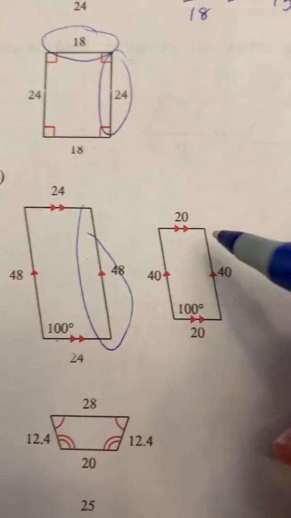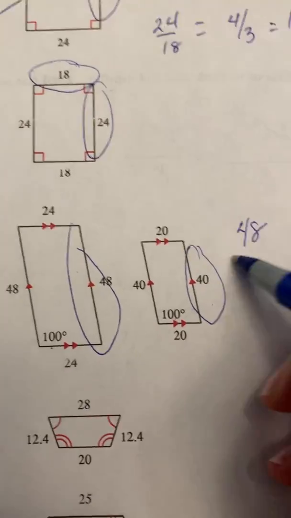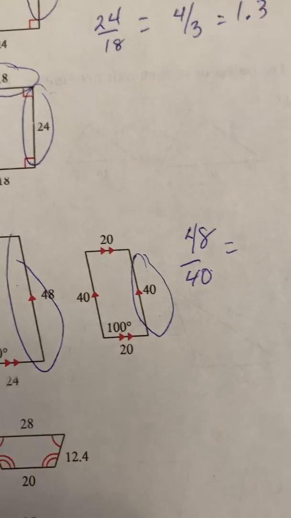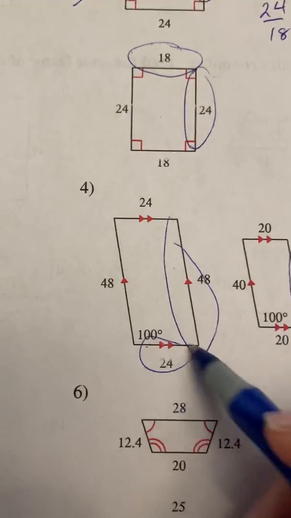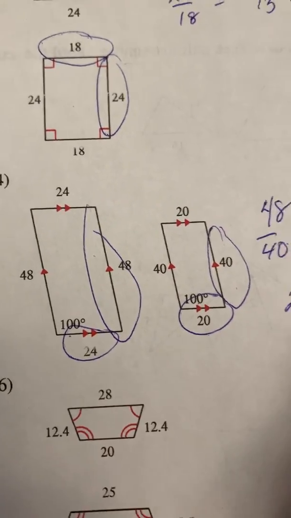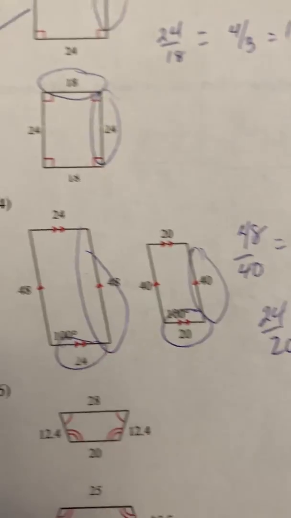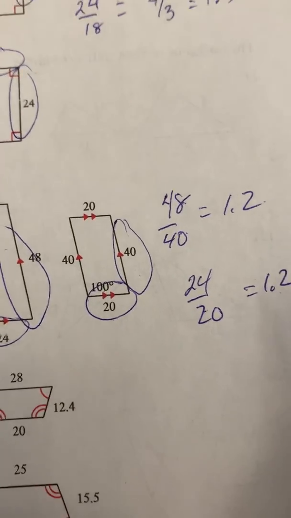So our corresponding side here is 40. Compared to 48 over 40. And we get 1 and 2/10 when we do that. And then we're going to check 24/20. Okay, and when we do that one, we get 1 and 2/10. You should be able to see that these fractions are actually the same. Okay, so that's a yes.